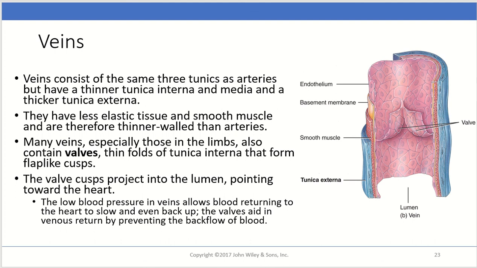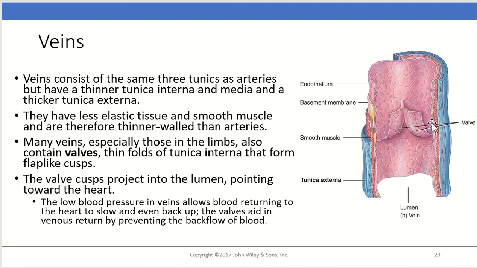And these are going to be thin folds in the tunica interna. And these are going to be responsible for forming these kind of flap-like cusps. And these are going to be really important to help prevent any kind of backflow, keep everything going in the right direction. So like we said, these valve cusps are going to project into the lumen and are going to point towards the heart.